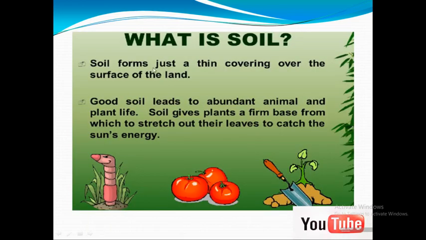So soil is formed as just a thin covering over the surface of the land. When the soil is good, it gives abundance of plants to grow. Soil gives a firm base from which the leaf stretches to get sun energy. When the soil is good, the plant grows very fast because it supplies a lot of food to the plant.